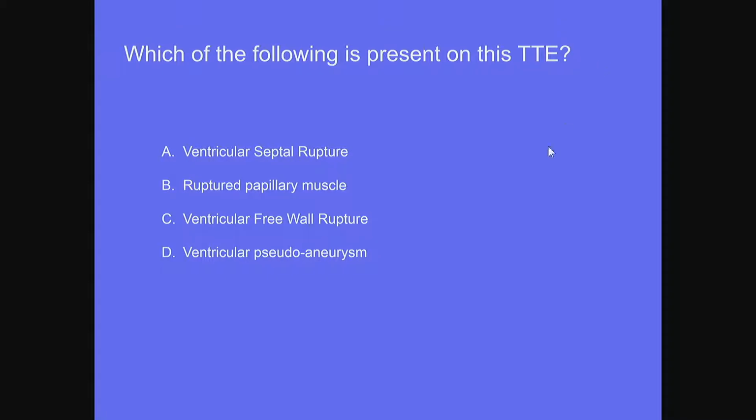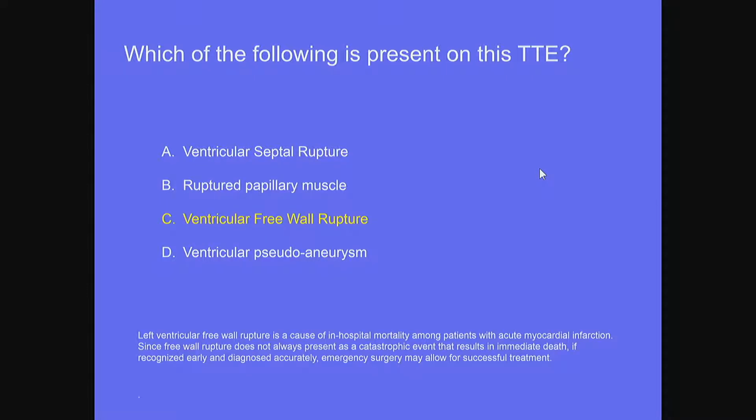Which of the following is present on this transthoracic echo? A, ventricular septal rupture, B, ruptured papillary muscle, C, ventricular free wall rupture, D, ventricular pseudoaneurysm. The correct answer is C, left ventricular free wall rupture.